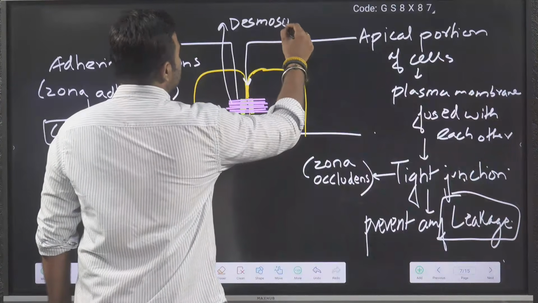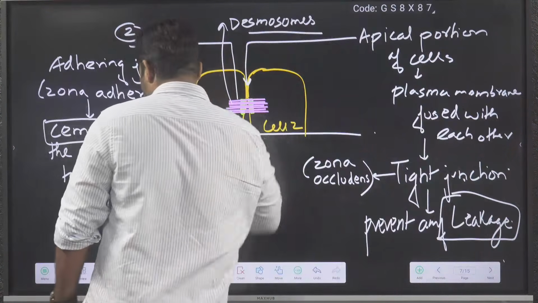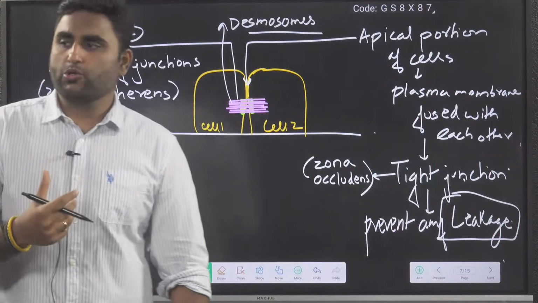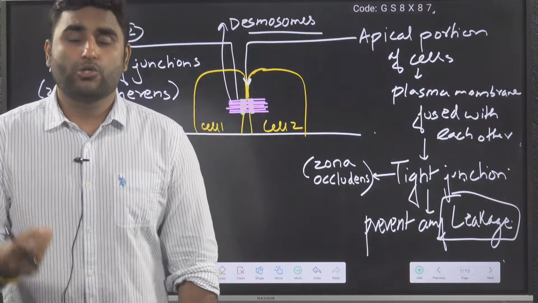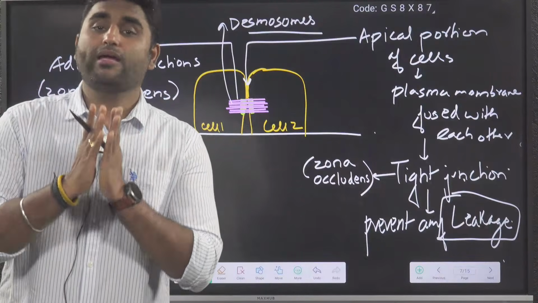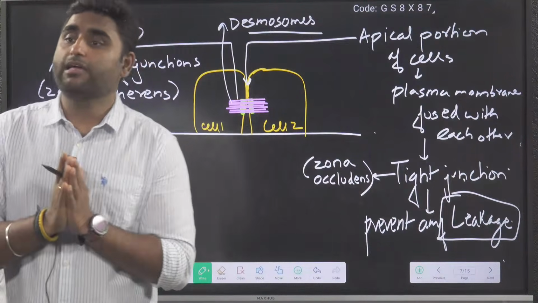There is a very old PYQ on this. They ask what desmosomes are, or desmosomes are part of which one? Zona adherens. Adhering means adhesive, and adhesive means joining, cementing. Are we clear?